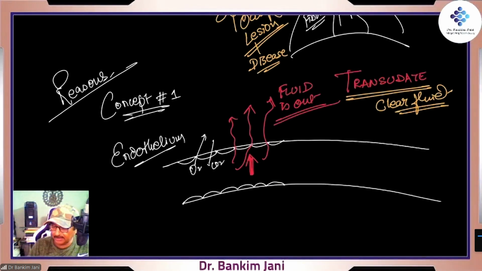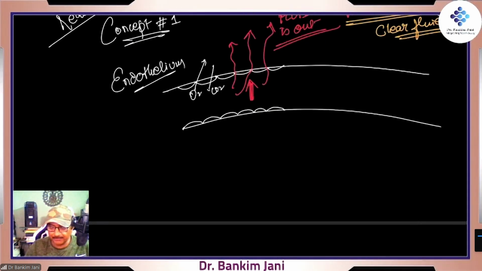Now let's go for another condition. There is infection, massive infection. Whenever there is infection, whenever there is inflammation, these endothelial cells give space. They shrink. Endothelial cells shrink. So when the endothelium shrinks, a gap has come in between.